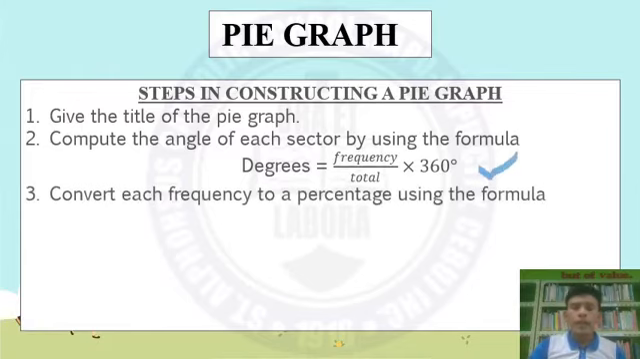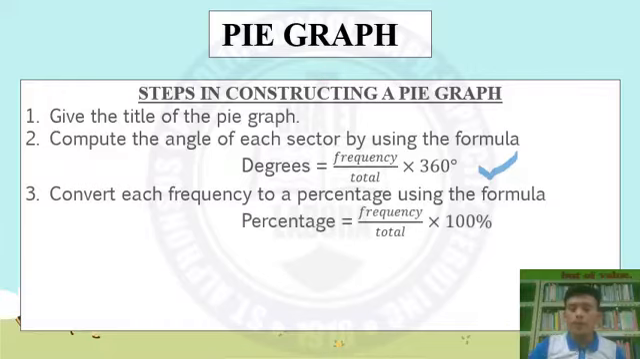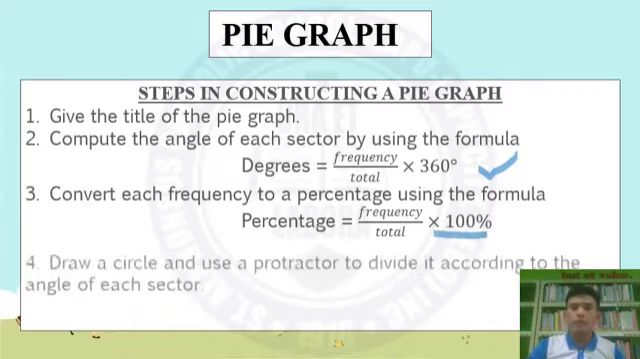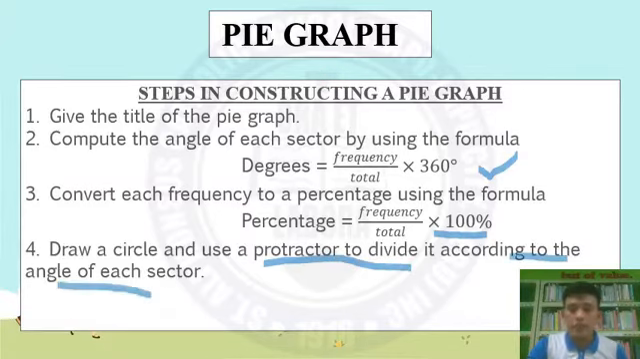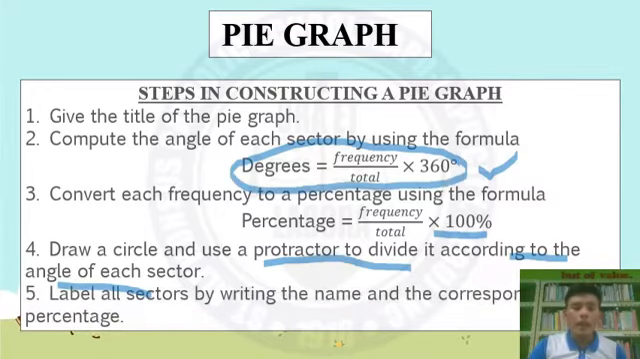Third, convert each frequency to a percentage using the formula: percentage is frequency over total times 100%. Fourth, draw a circle and use a protractor to divide it according to the angle of each sector. So it depends on the degrees of each data. Fifth, label all sectors by writing the name and the corresponding percentage.